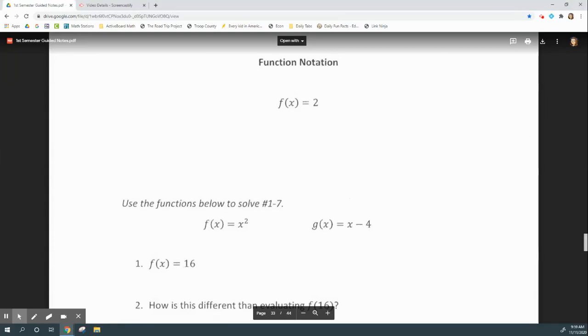All right, so this is just continuing the same thing. We just need to understand that f of x equals 2 is a very different thing than x equals 2, right? So if f of x equals 2, that's like saying what equals 2? F of x is the same thing as y.